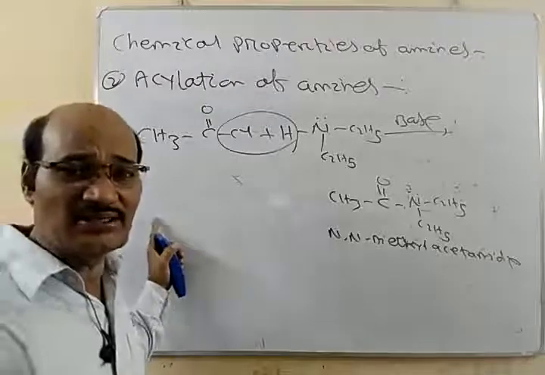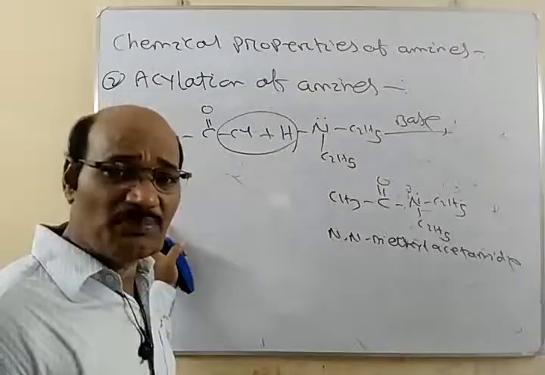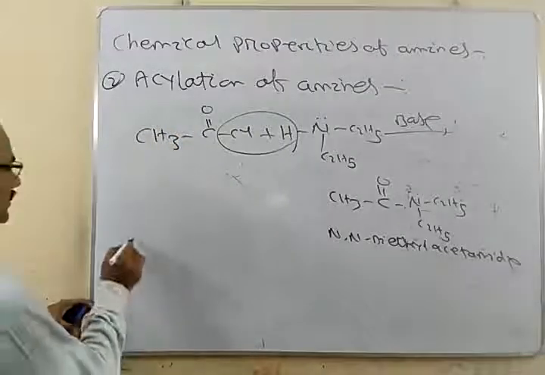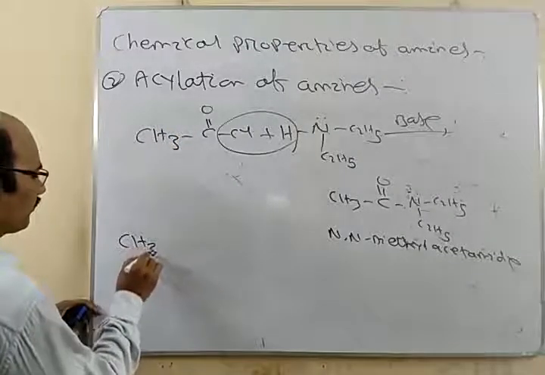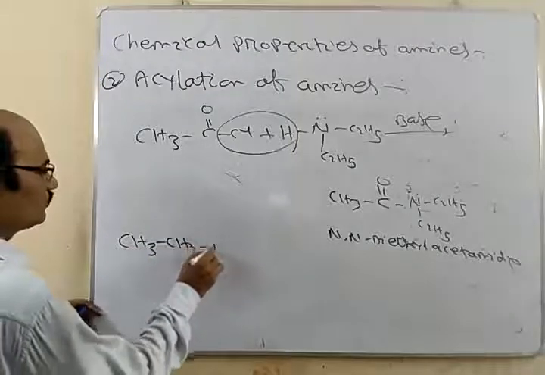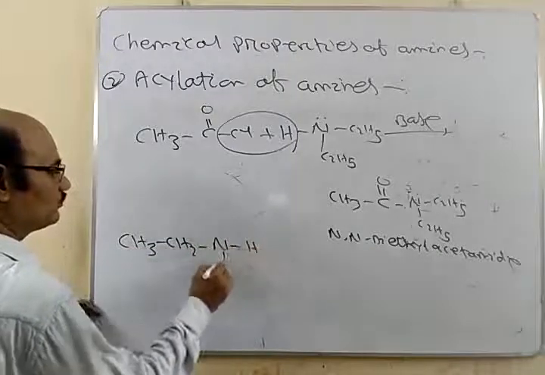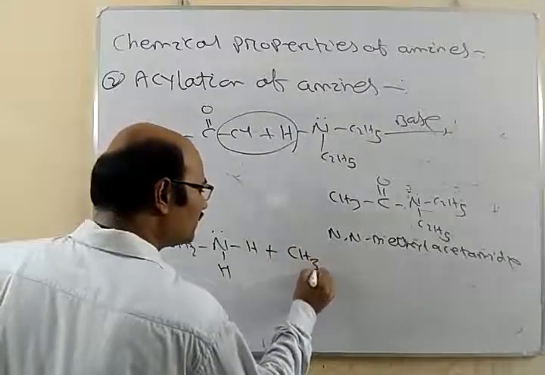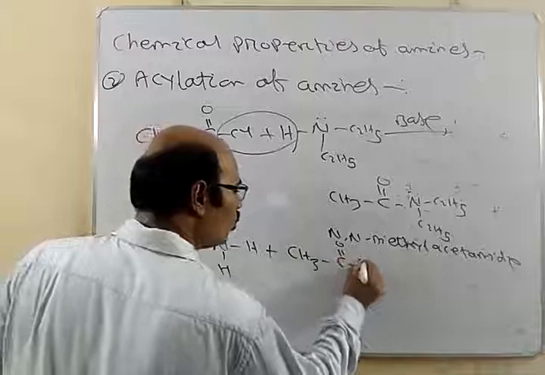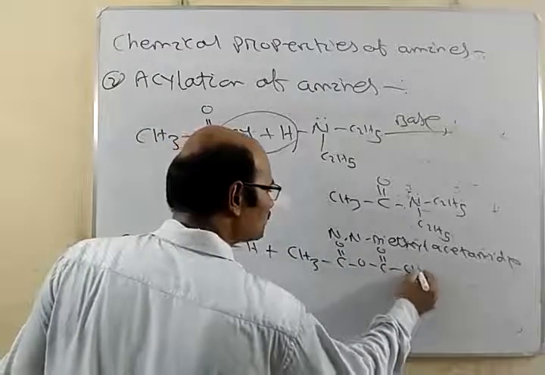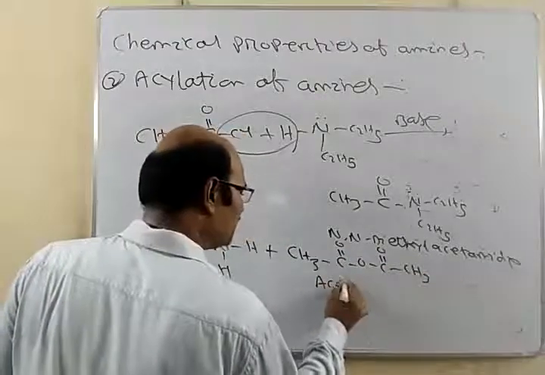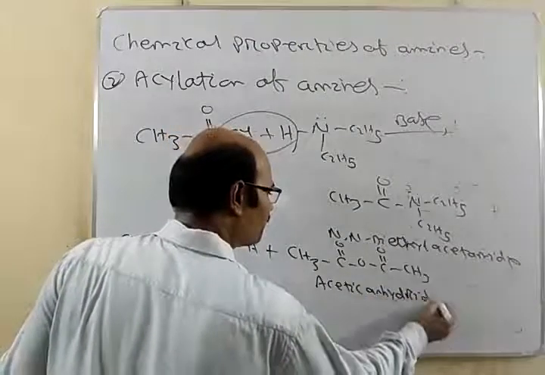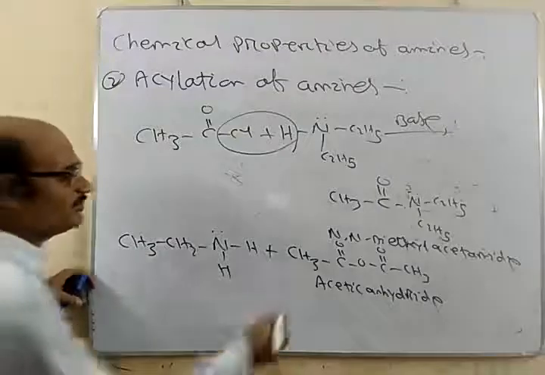Now this acylation again I can do with the help of acetic anhydride. Same process, same thing. CH3CH2NH2 plus CH3, C double O, O, C double O, CH3. This is what? Acetic anhydride. Okay, now what happens here?